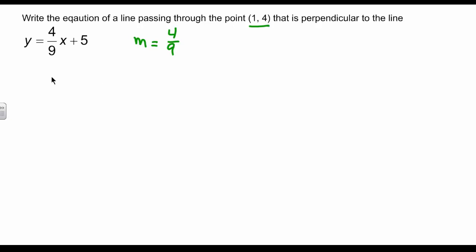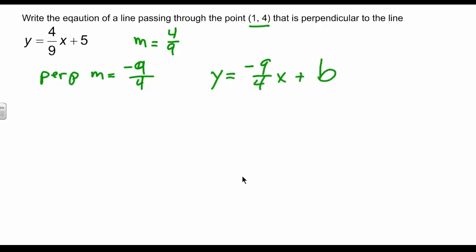Now, we want a perpendicular. So our perpendicular slope is equal to the opposite reciprocal of 4/9. So that's negative 9 over 4. And therefore, we have an equation we can start writing. y equals negative 9 over 4 x plus whatever our y-intercept is, b.